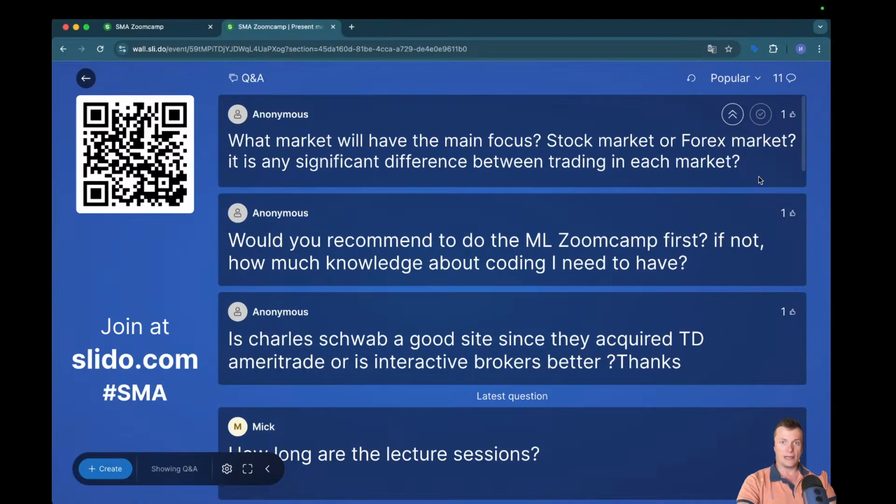What market will have the main focus? A stock market or forex market? Is there any significant difference between trading in each market? We will discuss mostly stock market and mostly US market, but you can select forex, you can select crypto, you can select commodities, any market you want. The principles are similar.